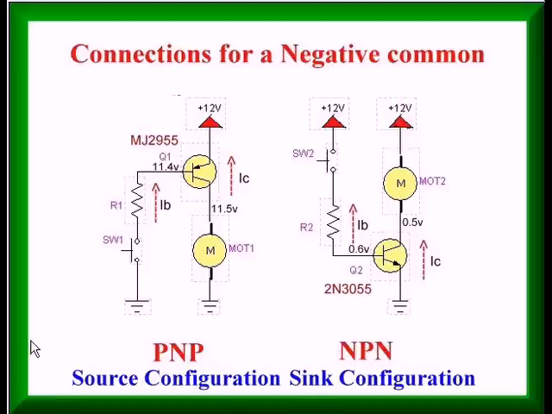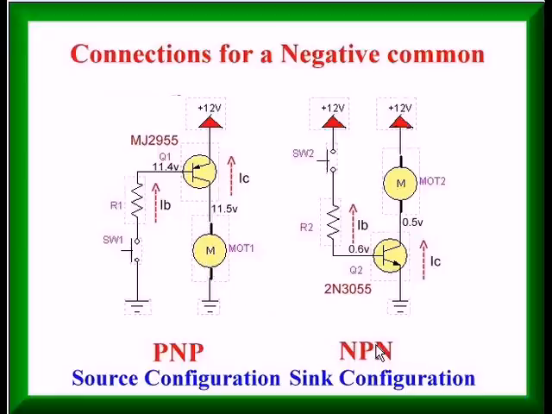Here we're looking at the two configurations for transistors. Here we have the PNP transistor on the left. The transistor acting as a switch is in the positive or VCC side of the circuit. We would say that this sources the load. In this example, it's a motor.